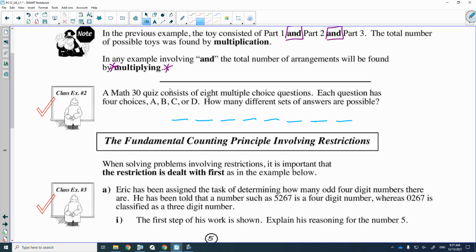Each question has 4 choices to choose from. So for question 1, it could be A, B, C, or D. So I've got 4 choices to choose from for question 1. For the second question, there's 4 choices. In each question on this test, you have 4 possible choices that you could choose from. So how many different sets of answers are possible if you write an 8 question test? It would be 4 to the power of 8. And if you type that in your calculator, you would get 65,536.